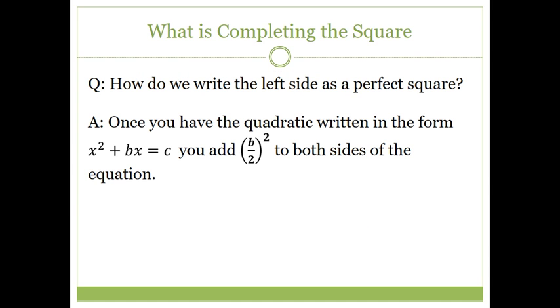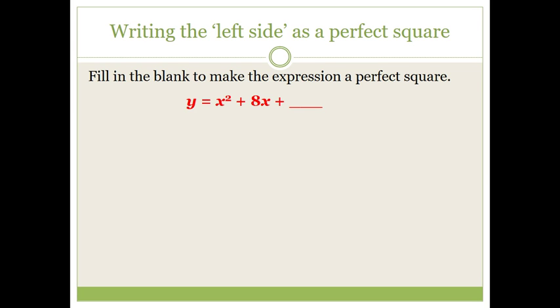The question is, how do we get that left side to be a perfect square? The answer is, once you get the quadratic written in this form, where we have x squared plus bx equals c, such that there is no a term other than 1, then you take that middle term, you divide it by 2, and then you square it. And then you just add that to both sides of the equation. This will be a little more evident when we get into a few examples. But first, let's just practice identifying what number we would have to add to both sides of the equation to make it a perfect square.